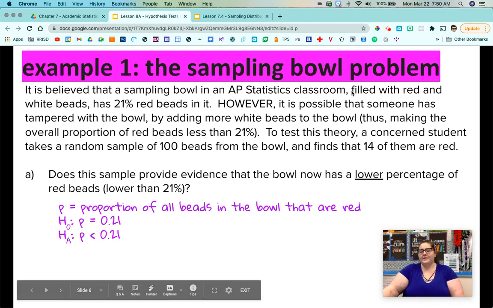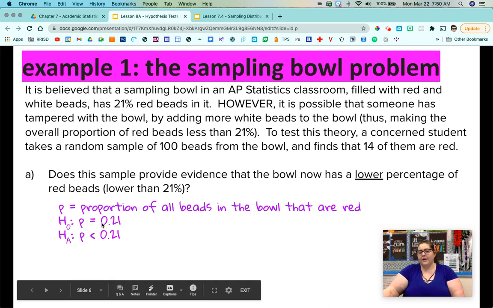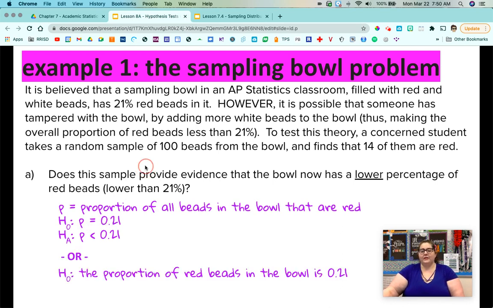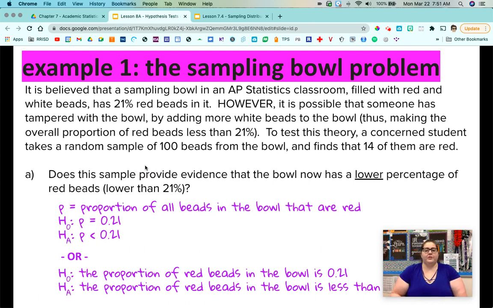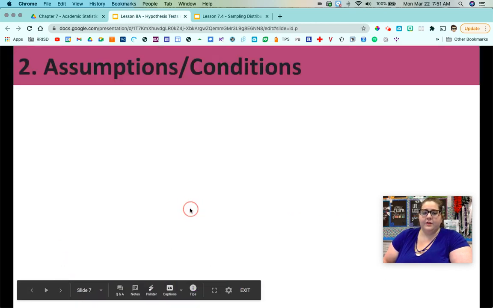So those are my hypothesis statements. Again, we do have to define P if you're going to use P in your hypothesis statement. The other option would be to write the whole thing out in words. So H0, the null hypothesis, would be that the proportion of red beads in the bowl is 0.21. And then our alternate would be the proportion of red beads in the bowl is less than 0.21. So if I'm writing the whole thing out in words, that works too. But in sum, basically we need context is what it comes down to. So that's our first step, is to write our hypothesis statements.